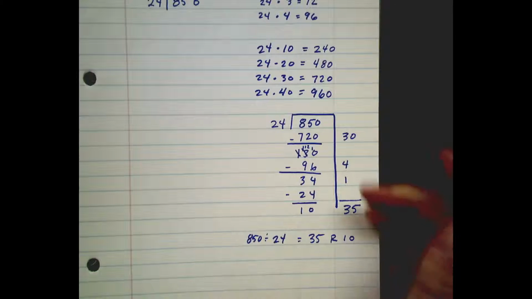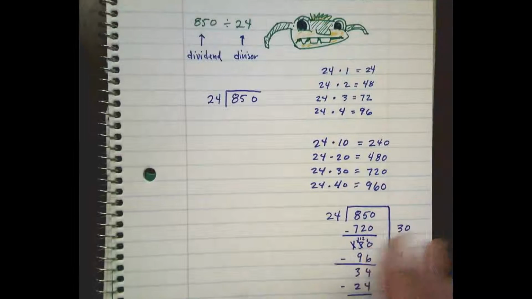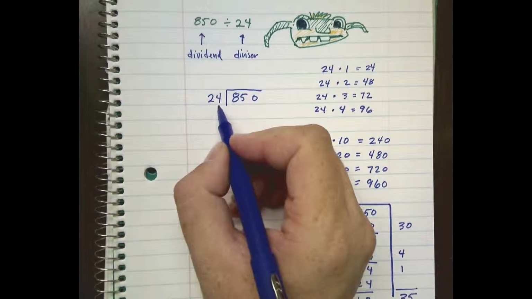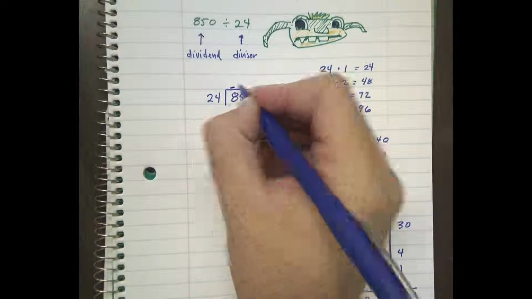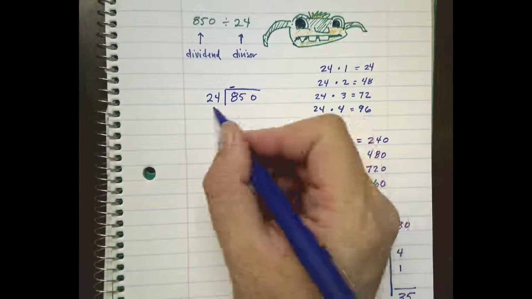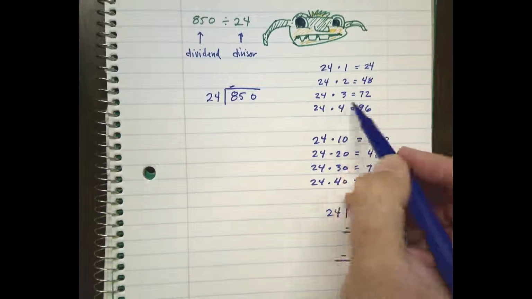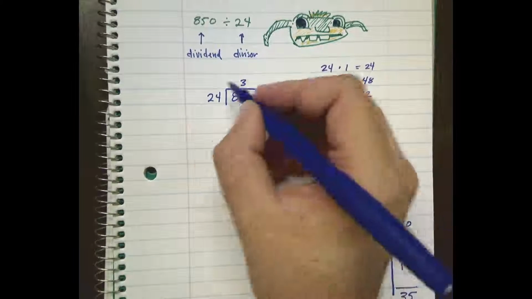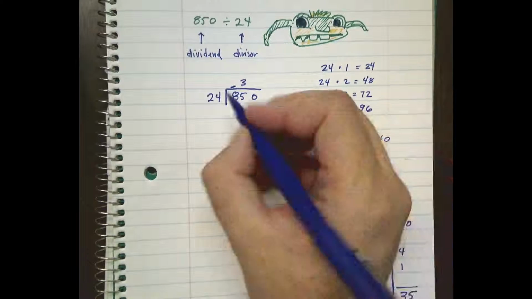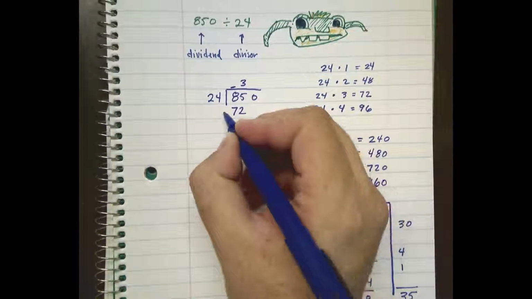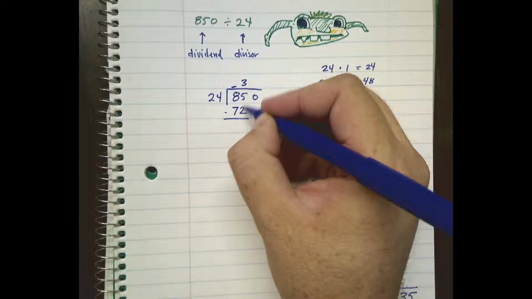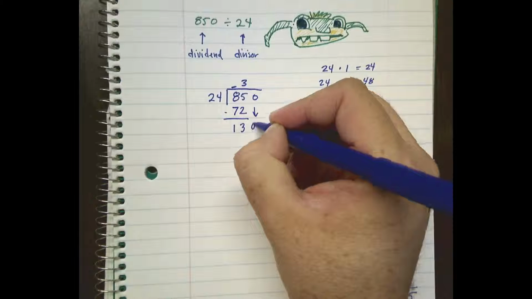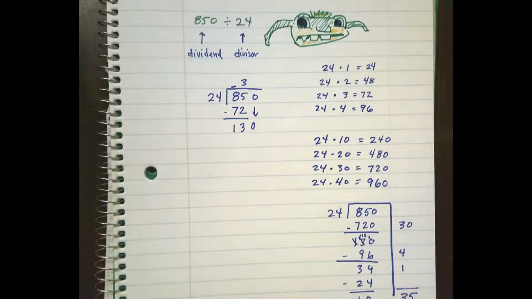So we're going to try it just the traditional way and see how close we get. Well, I know that 24 doesn't go into 8, so I'm going to leave that one blank. And I know 24 goes into 85. Well, I kind of made my list over here, so I know it goes into it 3 times. So 3 times 24 is going to be 72. And I'm going to now subtract. I have a 3 and I have a 1, and look at that. Bring down my 0. I have 130.